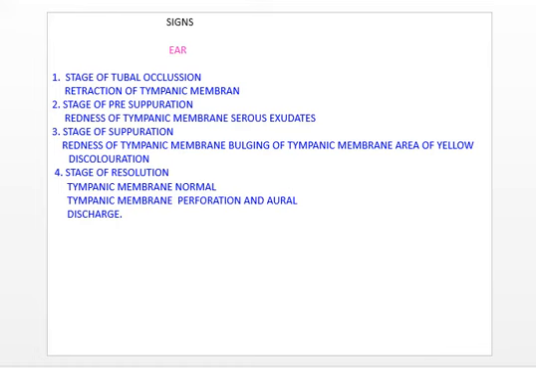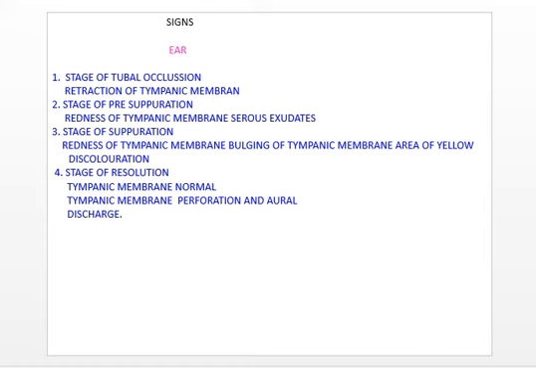We were discussing the subject of acute suppurative otitis media, and we have discussed that acute suppurative otitis media is the infection of the middle ear cleft by pus-forming organisms. Now let's discuss the clinical stages and signs of acute suppurative otitis media.